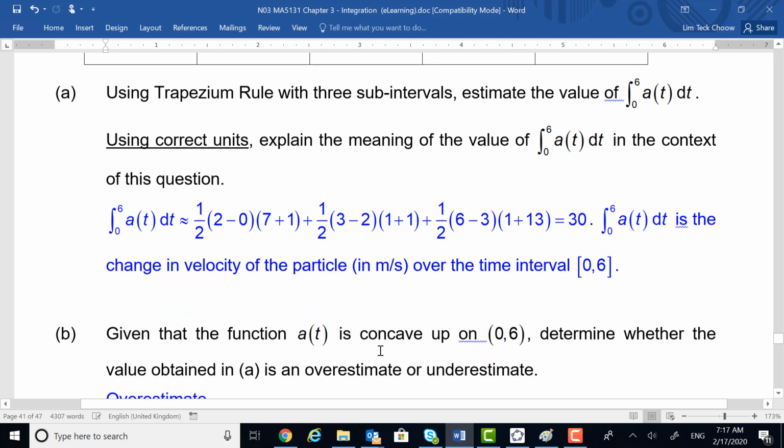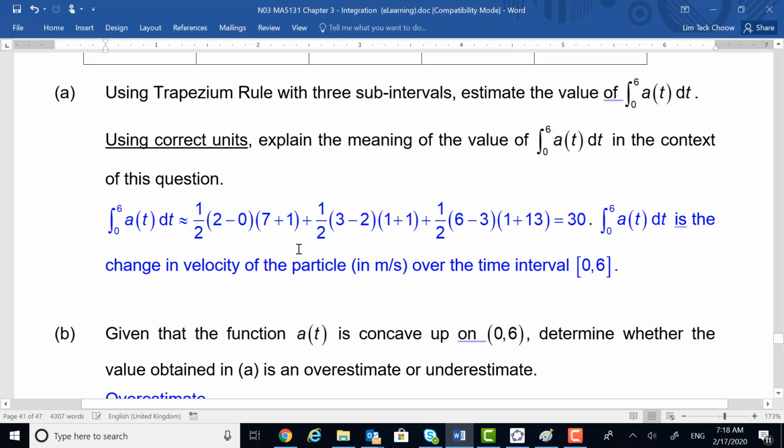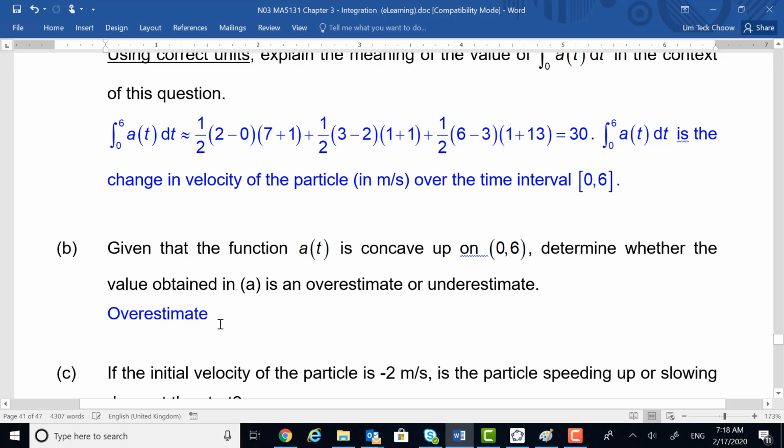So now they tell us that the function is concave up. Concave up means it's a smiling face, okay? If the graph is concave up and you try to draw a trapezium, you find that the trapezium will be bigger than the area under the curve. Because it is concave up, it is an overestimate. The trapezium rule that you use here overestimates what you get if you integrate from 0 to 6 of this function.